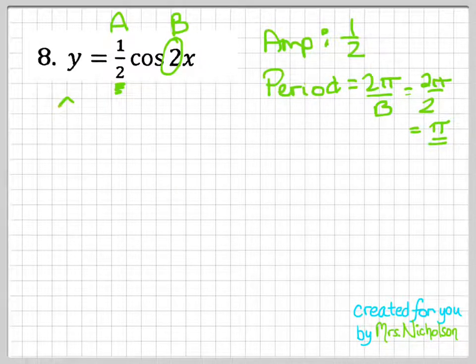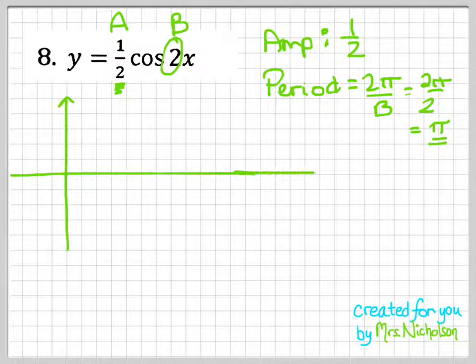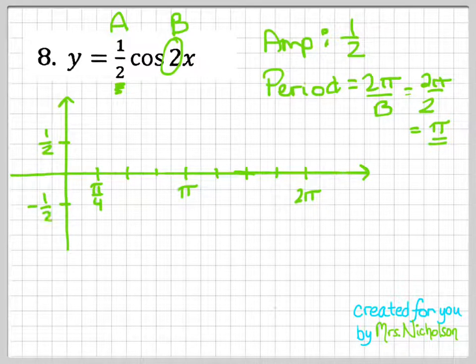All right, so here we go. So I haven't had a horizontal shift. Let's see, the period is pi, so I think I'm going to count by pi over 4s. Let that be pi over 4, so pi over 2, 3 pi over 4, pi. And then this would be 4 more marks later. This would be 2 pi. I'm going to mark this off and label it 1/2, negative 1/2.